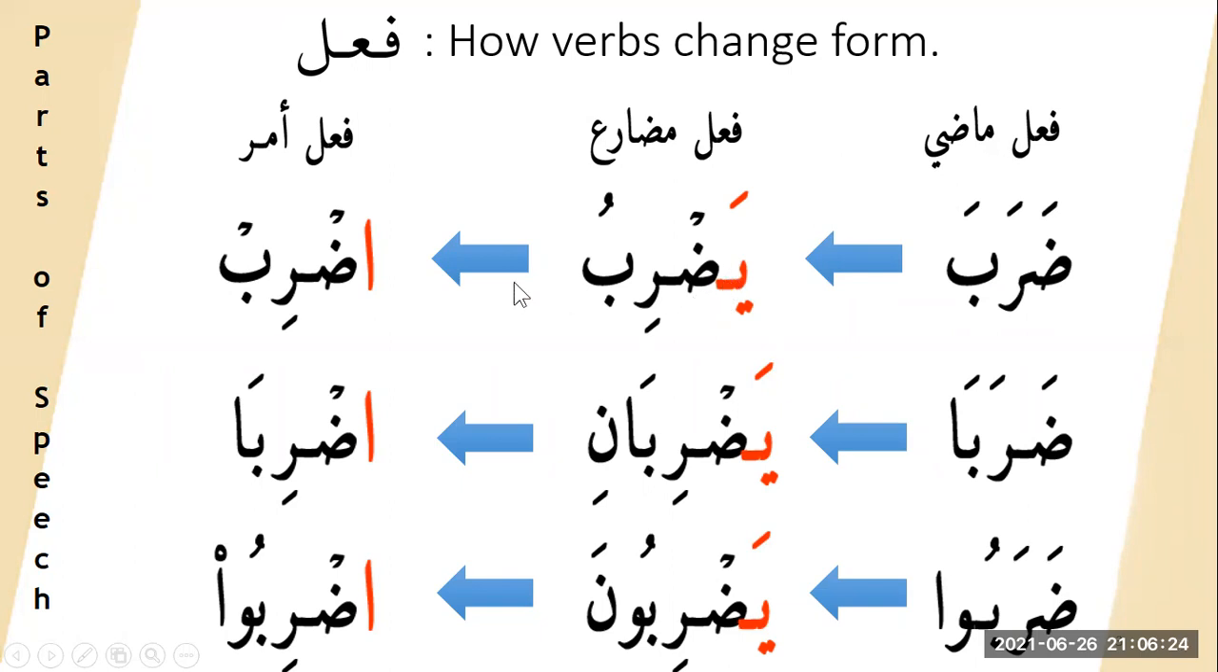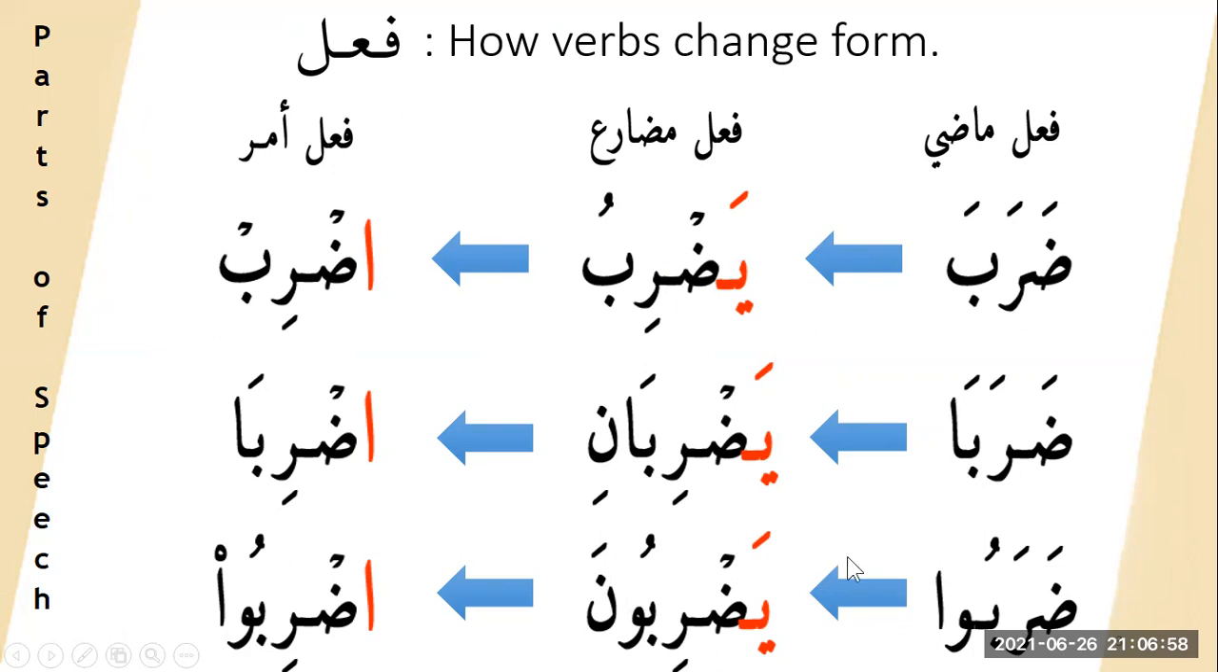So yatribu is the imperfect form. Yatribu, with the dhamma at the back. So here it will be he strikes, or he will be striking, or he will strike. This is the meaning. Here, he struck. If two persons, yatribani. Well, don't worry too much about two persons. There are not many of that form in the Quran, the dual form. So focus more on the plural form.